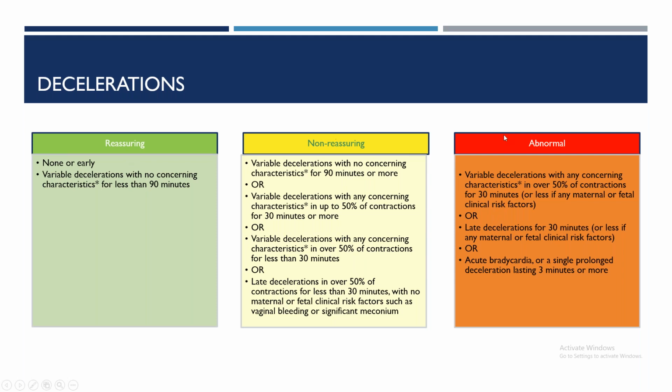So when you remember this reassuring and abnormal, then for non-reassuring features, remember well, all variable decelerations come in non-reassuring. So the normal variable decelerations for 90 minutes or more, variable deceleration with concerning characteristics for up to 50% of contractions for 30 minutes or more. So when it is 50% of contractions or less lasting for 30 minutes, or variable deceleration with concerning characteristics for more than 50% of contractions for less than 30 minutes, and any late deceleration for less than 30 minutes. Okay, so all these are non-reassuring features.